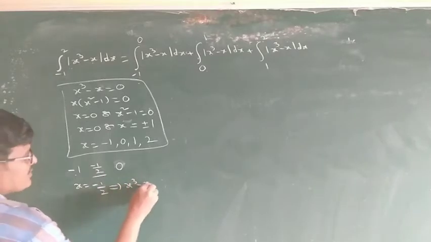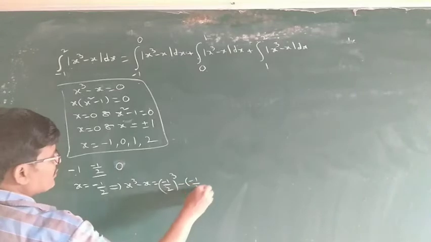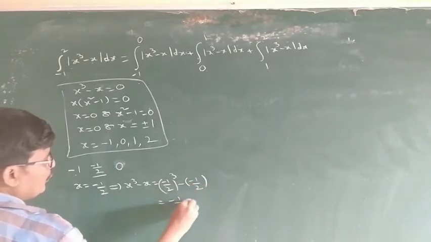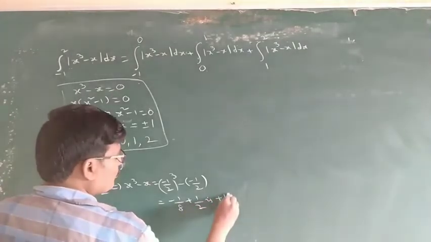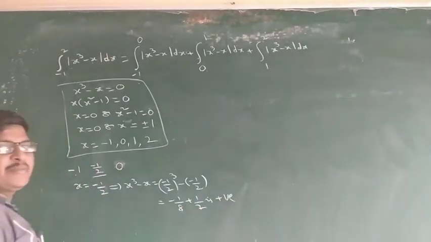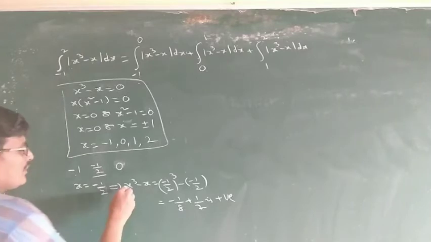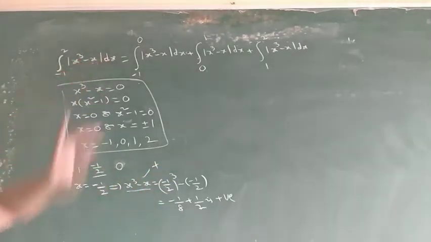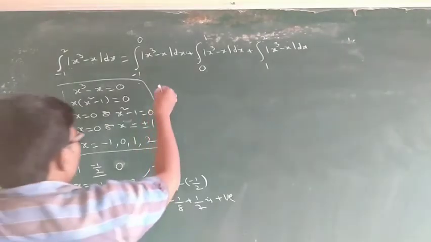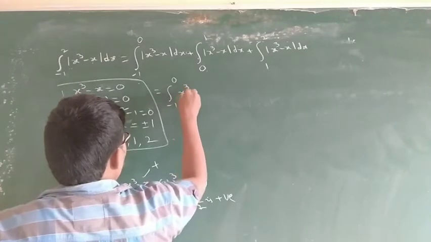x cube minus x is equal to (minus 1 by 2) whole cube minus (minus 1 by 2), which is minus 1 by 8 plus 1 by 2. So is it positive? 1 by 2 is bigger than 1 by 8. So this is positive. So the x cube minus x value is positive, which means the total integration value is also positive. So that is equal to the integral from minus 1 to 0, removing the modulus.